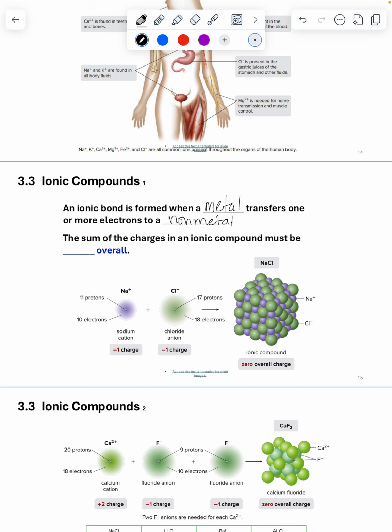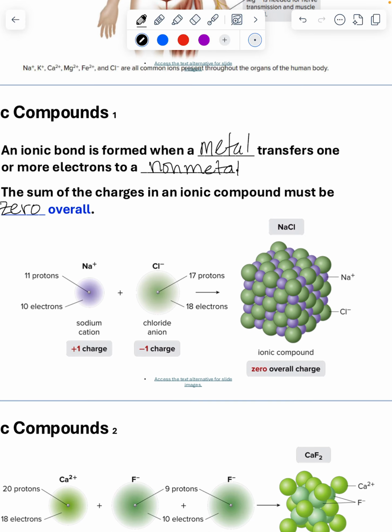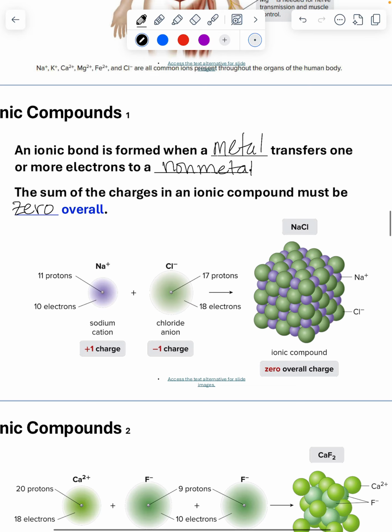So here is the example given to you. You have a sodium ion and you have a chloride ion. Notice the charges. We have +1 and -1. When we put those together to make our new compound, sodium chloride, the charges add up to 0. So anytime you have an ionic compound formula, the overall charge of that compound is always going to be 0.